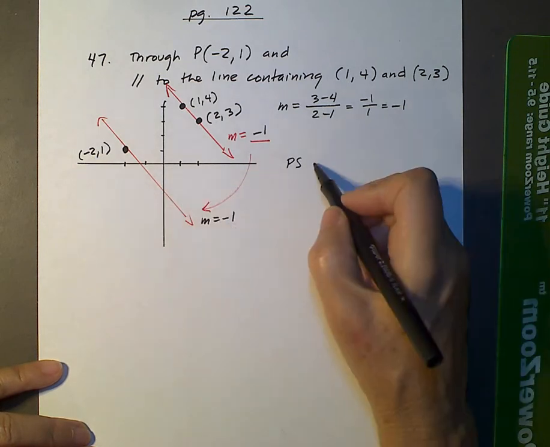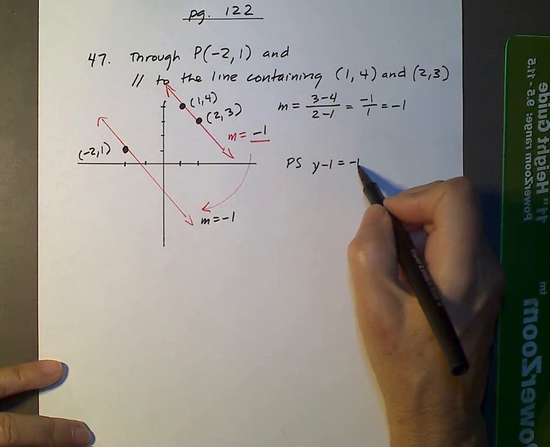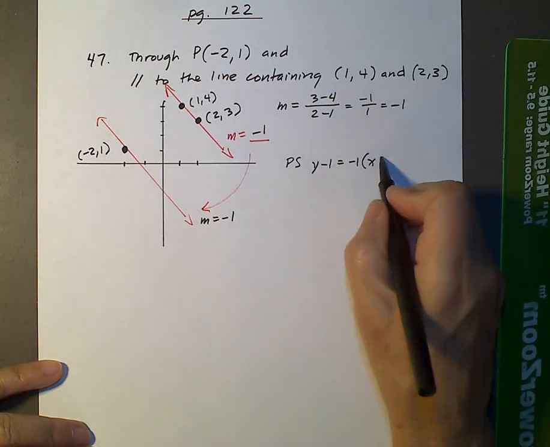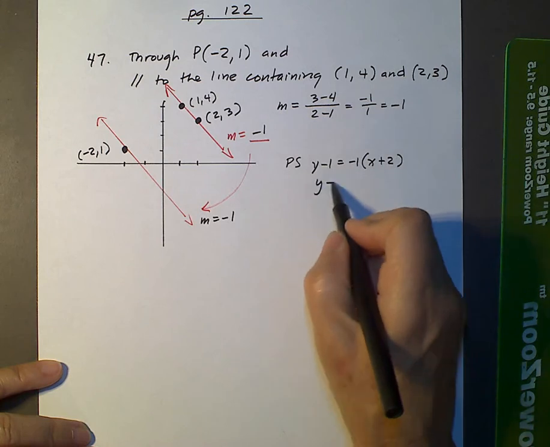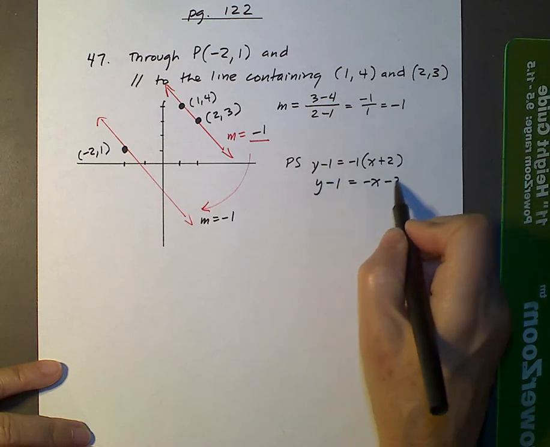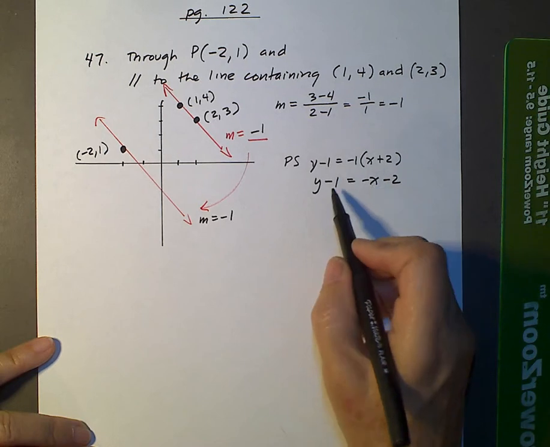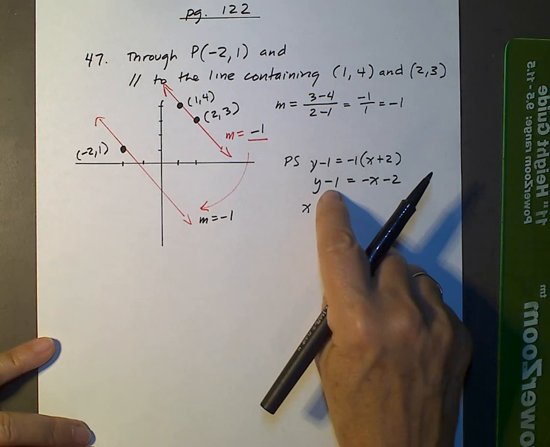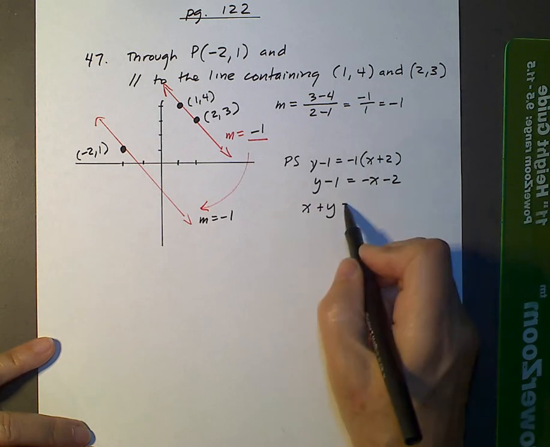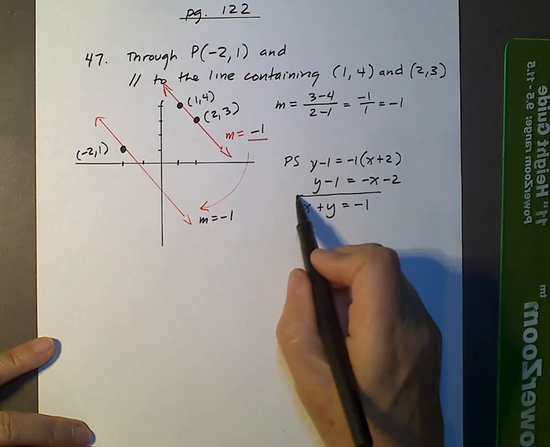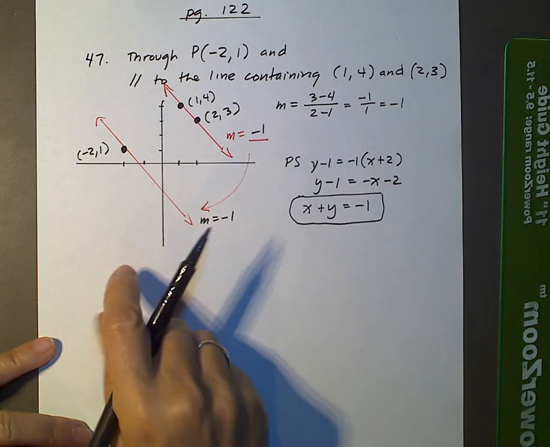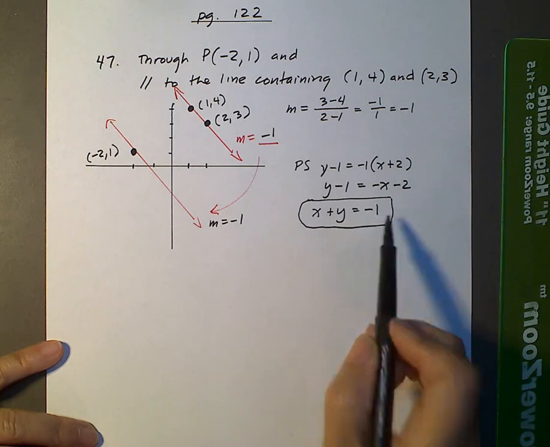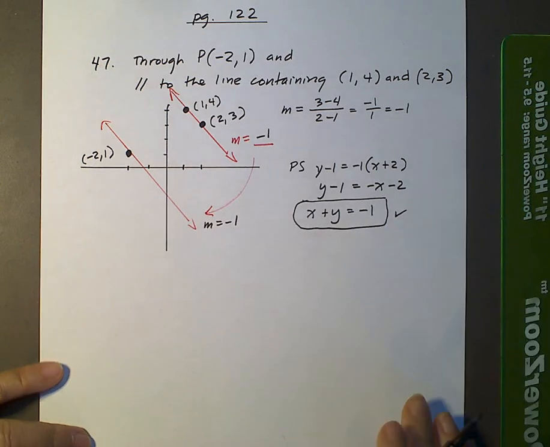So y minus 1 is equal to negative 1 times x minus a negative 2, so I'm going to put a plus 2. And I'm going to add x to both sides, so I'll have a positive x on the left, a positive y. I'm going to add 1 to both sides, so I will have a negative 1 over here. And clearly, if you substitute the negative 2 for x and the positive 1 for y, that works. So that's your problem 47.